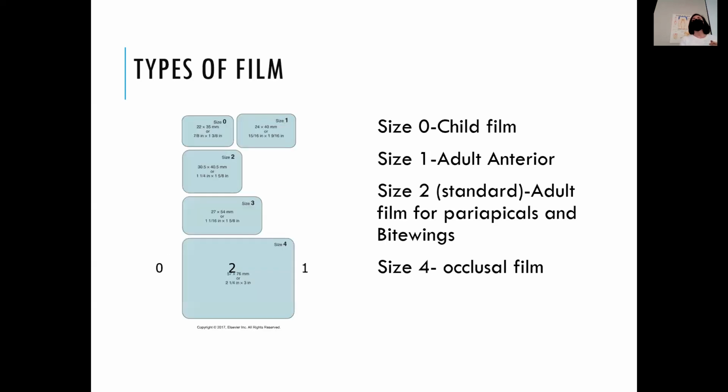It's just the outline. So film size. So we pretty much always use the 2. I do want you guys to star this PowerPoint because you need to know that 0 is child and 2 is our standard size. So star this PowerPoint.